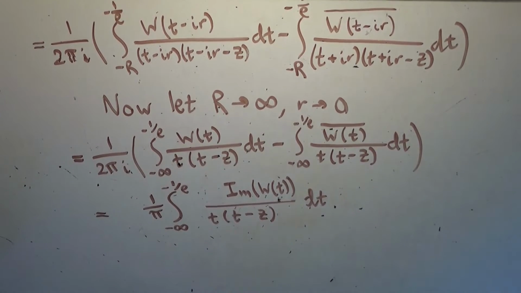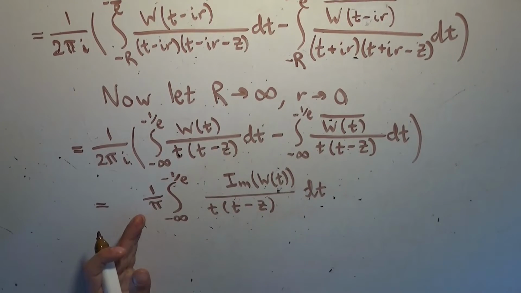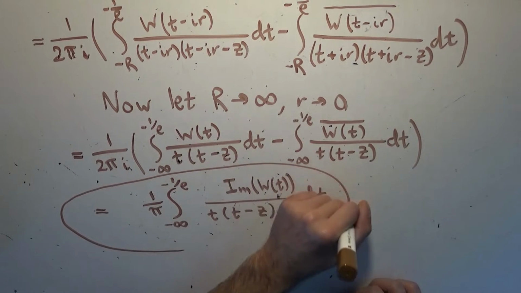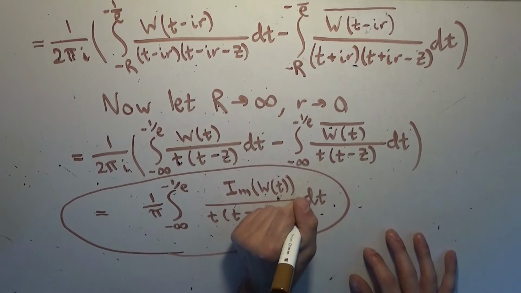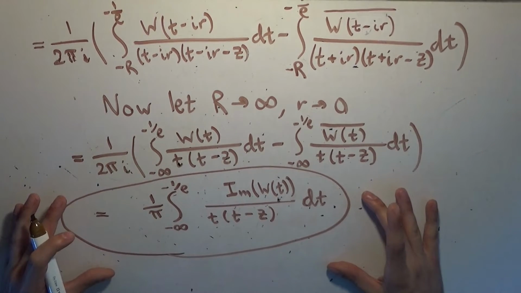Right? So once we've let big R go to infinity and little r go to 0, this is what those two integrals over the straight lines, essentially around the branch cut of the principal branch of the W function, that's what those two come together to make.